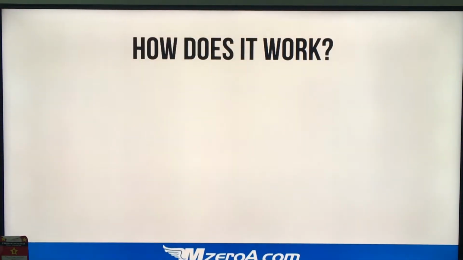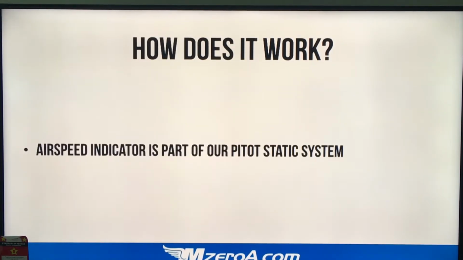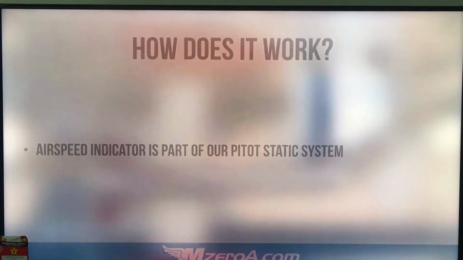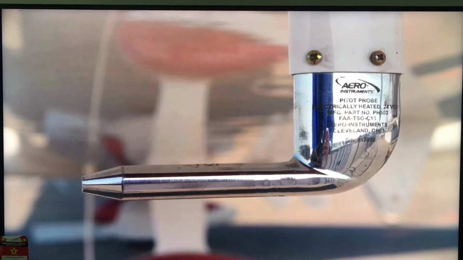Now, let's talk for a second. How does the airspeed indicator actually work? Well, the airspeed indicator is part of what's called our pitot-static system. Specifically, it uses the pitot tube. Now, if you've been out to the aircraft, done a discovery flight, you've seen this pitot tube. You've done a pre-flight inspection on this pitot tube. It's real simple technology. Air goes in the pitot tube, it's calibrated, and it gives you an airspeed reading.